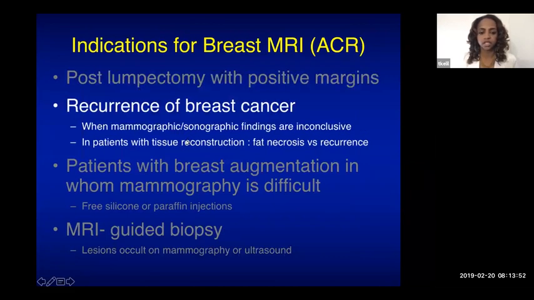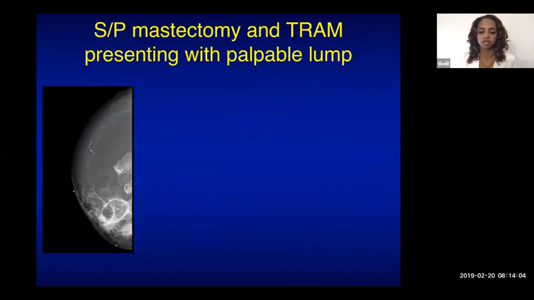Another indication is to evaluate for recurrence of breast cancer, especially when mammogram and ultrasound are inconclusive, or in patients who have had tissue reconstruction, and if it is difficult to differentiate fat necrosis from recurrence, MRI may be useful to problem solve those cases.